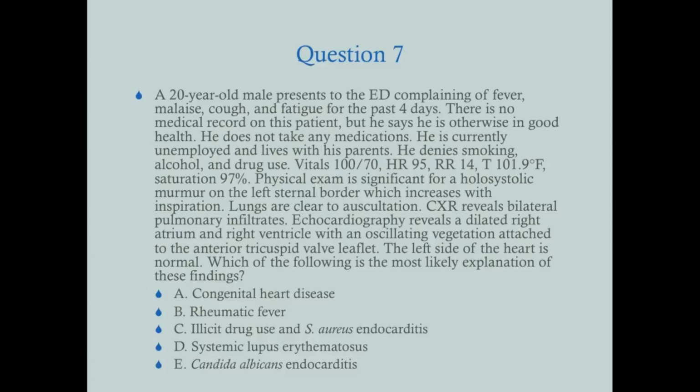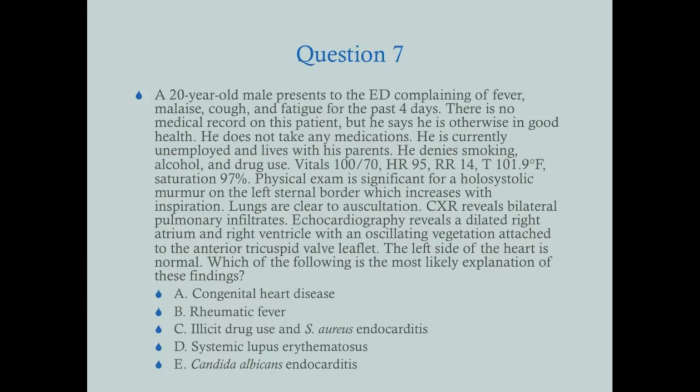Vitals: blood pressure 100/70, heart rate 95, respirations 14, temperature 101.9, saturation 97. Physical exam is significant for a holosystolic murmur on the left sternal border, which increases with inspiration. Lungs are clear to auscultation. Chest x-ray reveals bilateral pulmonary infiltrates. Echocardiogram reveals a dilated right atrium and right ventricle with an oscillating vegetation attached to the anterior tricuspid valve leaflet. The left side of the heart is normal.